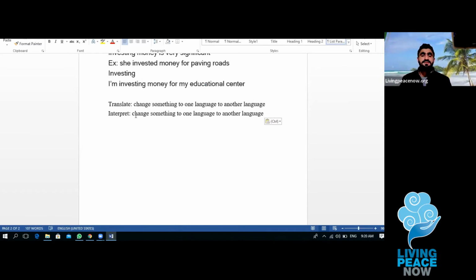You cannot translate speech, right. When you convert a text, that is translation, right, and interpret is done orally. When you change speech, that means interpret. When you change the text, that means translate. For example, I would like to change this sentence from one language to another language.